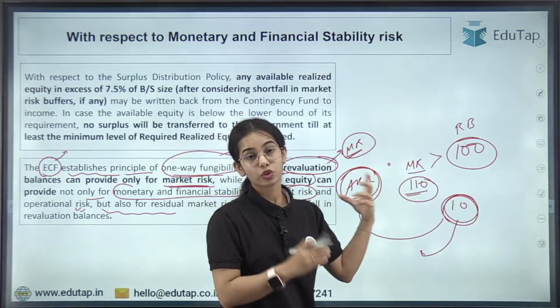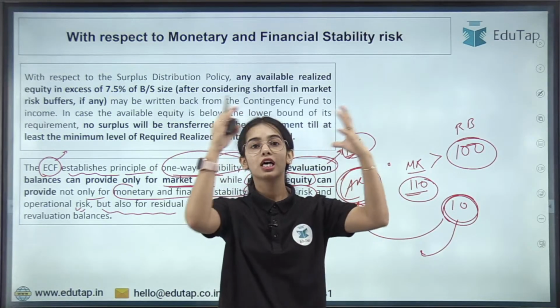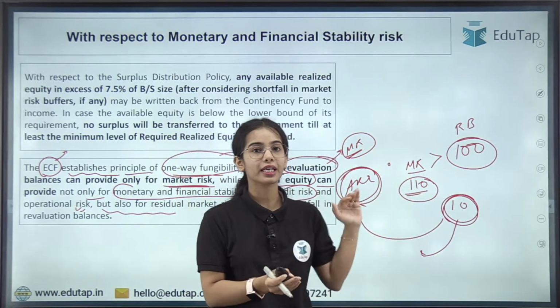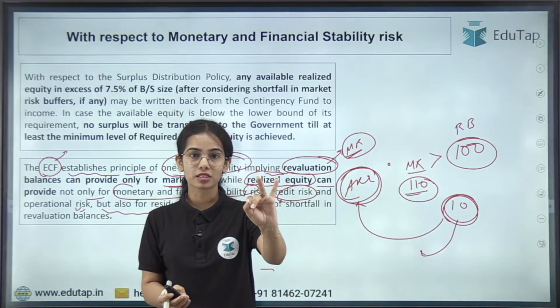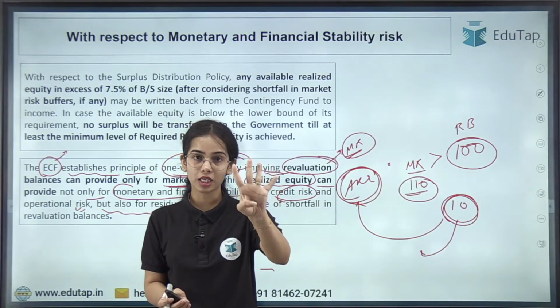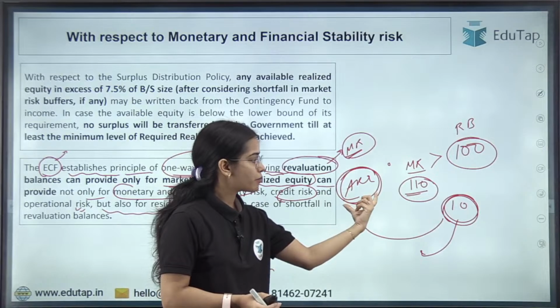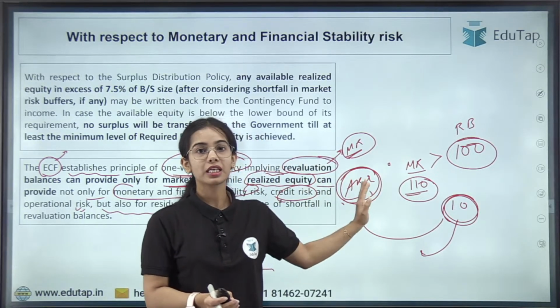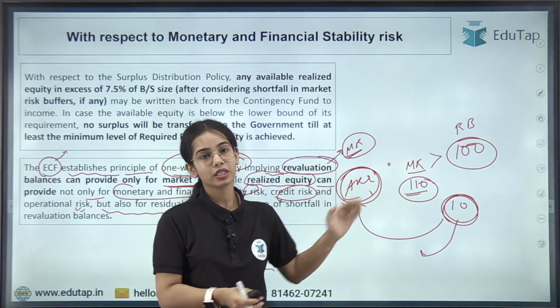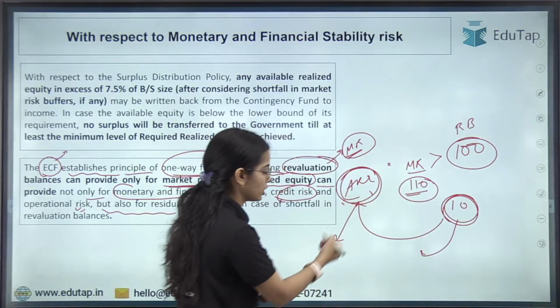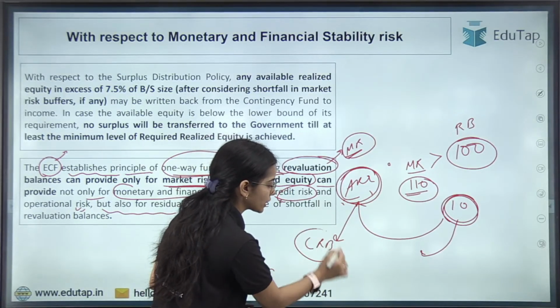This can be provided through the available realized equity. The available realized equity is the available money with the Reserve Bank of India in the form of capital fund, reserve fund, contingency fund and asset development fund. So this money can be used, and first of all, this money will be used for the contingent risk buffer.